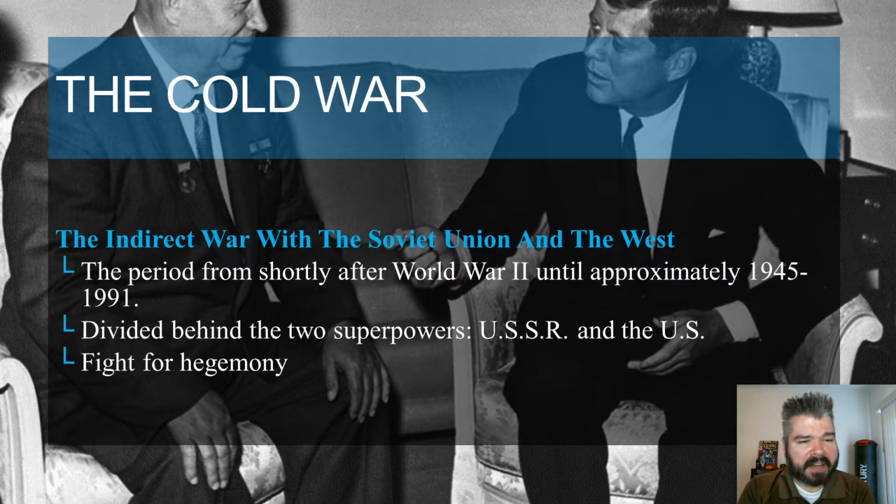So the Cold War was divided between the two superpowers, and let's be clear: the former Soviet Union was a superpower during this time, and the United States. The Cold War was a fight for hegemony. What is hegemony? Hegemony, or hegemon, is the dominant actor of the international system. They are the leader of the international system. So in short, the Cold War was a fight to be the king of the hill. The Cold War was an indirect war to gain complete dominance of the international system. That's what the Cold War was about.